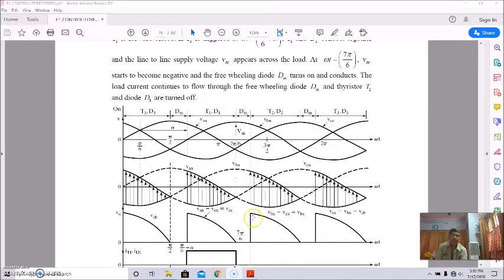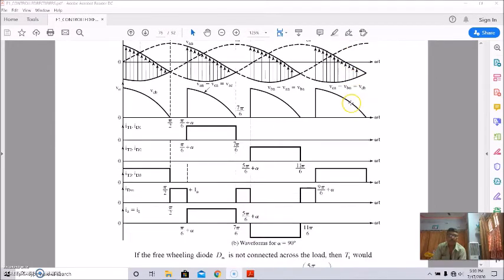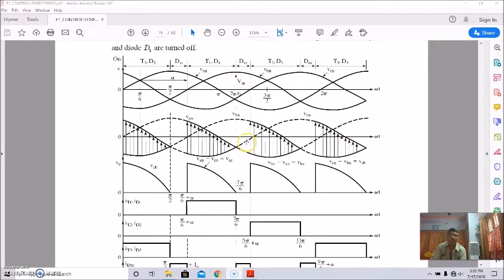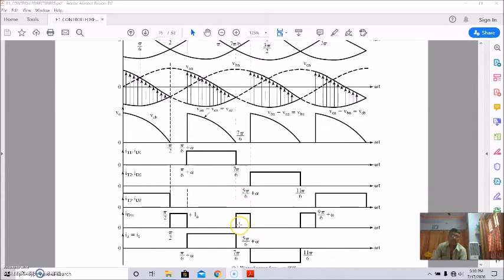The load current continues to flow through the freewheeling diode DM, and thyristor T1 and diode D1 turn off. Here you can see thyristor T1 and D1 already turned off at omega t equal to 7 pi by 6. So the current will flow through this freewheeling diode, and this is the supply current.